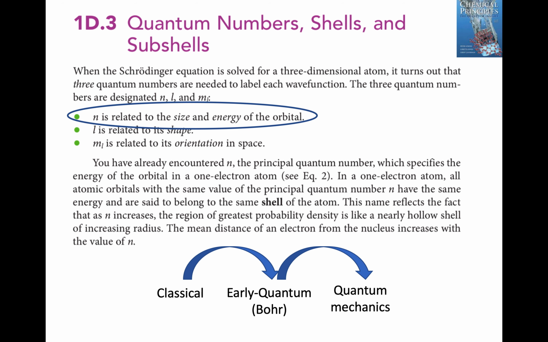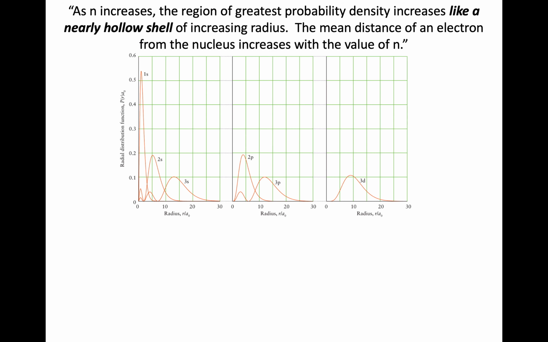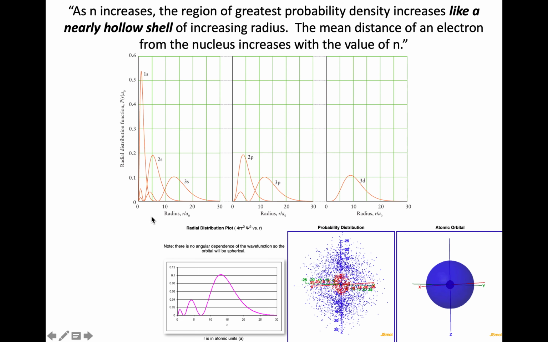Now, when we do this, let's keep in mind, once again, we're still drawing an analogy here. This language, as n increases, the region of greatest probability increases like a nearly hollow shell. That's not literally what's taking place. If we want to describe where the electron's found, we have our radial probability distribution functions for different atomic orbitals. Notice these are not describing a nearly hollow shell. We have other internal features for that. So for a 3s, we have a radial probability distribution function showing where the electron is found, and this is not a nearly hollow shell. We have a lot of other internal features to that.